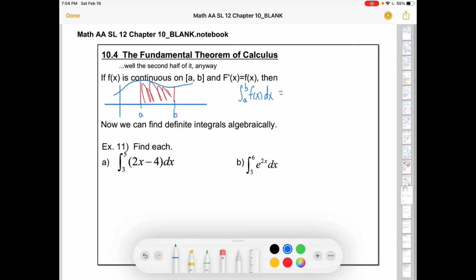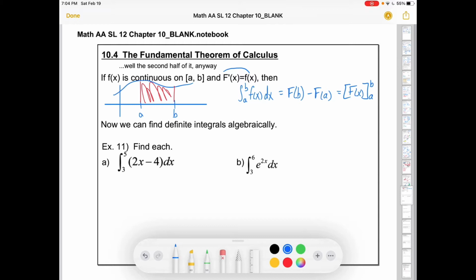It is equal to big F at b minus big F of a, which is sometimes written this way, big F of x from a to b. So what that tells us is that there's a relationship between big F and regular f. Like the derivative of the antiderivative gets us back where we started. And if you want to find an integral, you need to use the antiderivative.